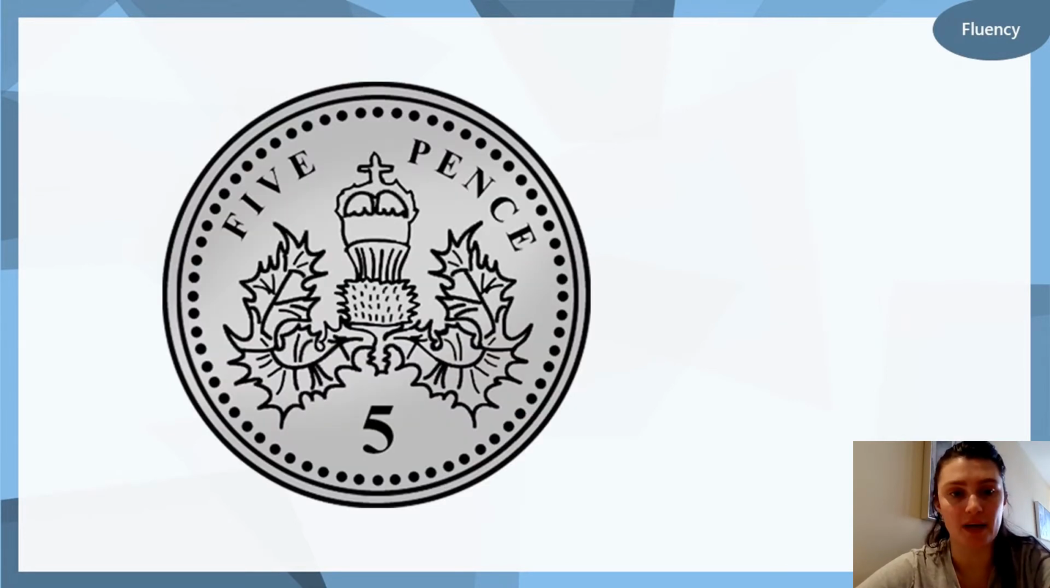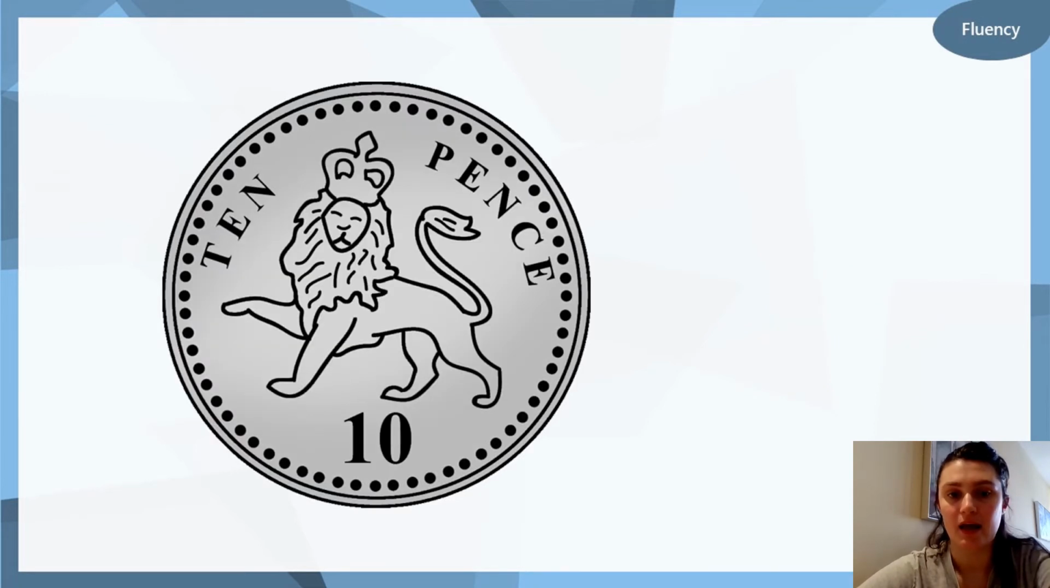Our next coin is a 5 pence. What do you think we'll call this for short? That's right, 5p. Have a look at the shape, have a look at the colour, and have a look at the picture. Each coin has a different picture. Our next coin is a 10 pence coin. What will we call this for short? You're right, 10p. Have a look at the shape, the colour, and the picture.